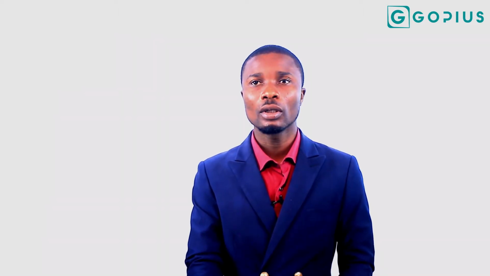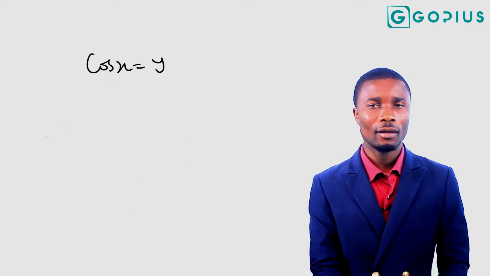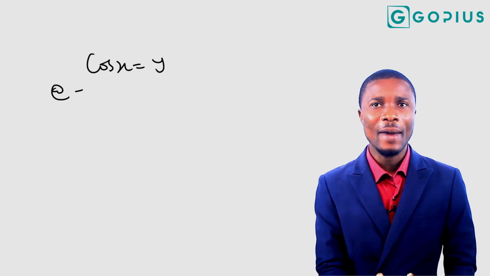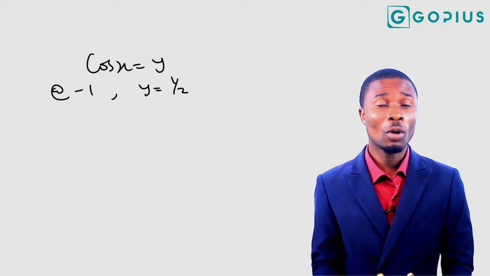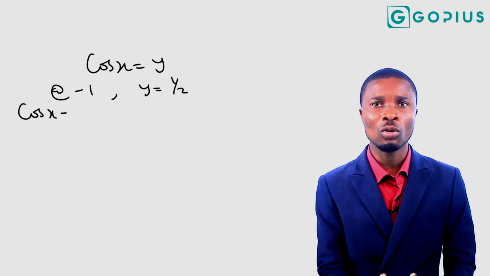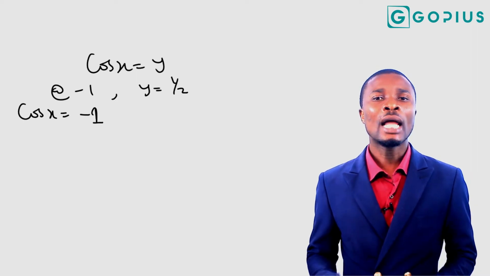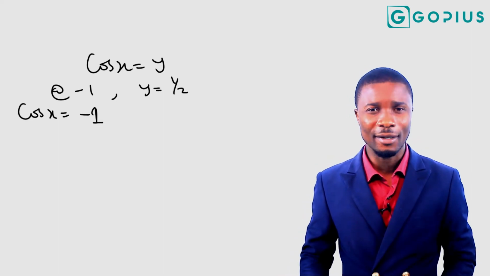So we recall that cos x was equal to y. Now y is minus 1 and also y is 1 over 2. So we pick the first one as minus 1. That means cos x is equal to minus 1. Alright. Now what value of x for the first quadrant? Now what value of x will give us minus 1?